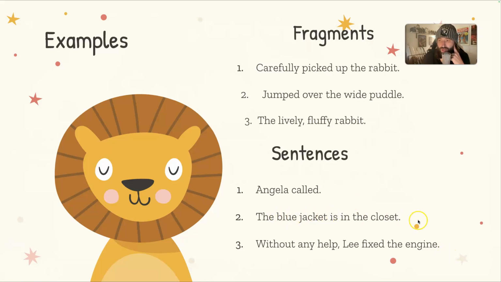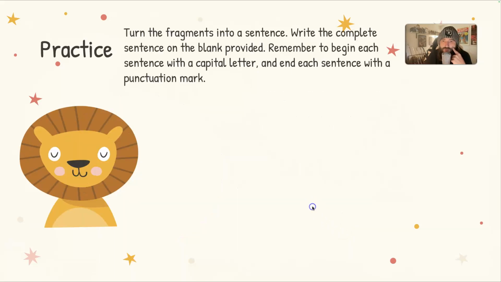You just need to know that there's a jacket in the closet. And then you don't even know who Angela is calling. You just need to know that Angela called. So we have some practices here. The first three are just going to be the same three you just saw.